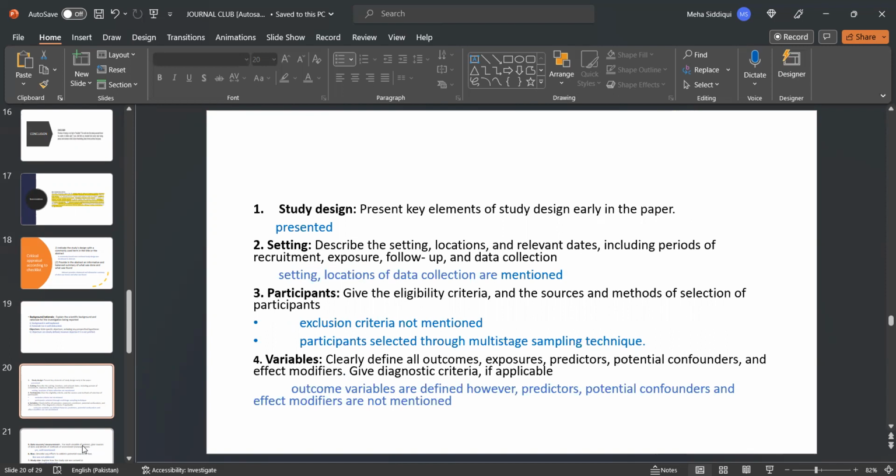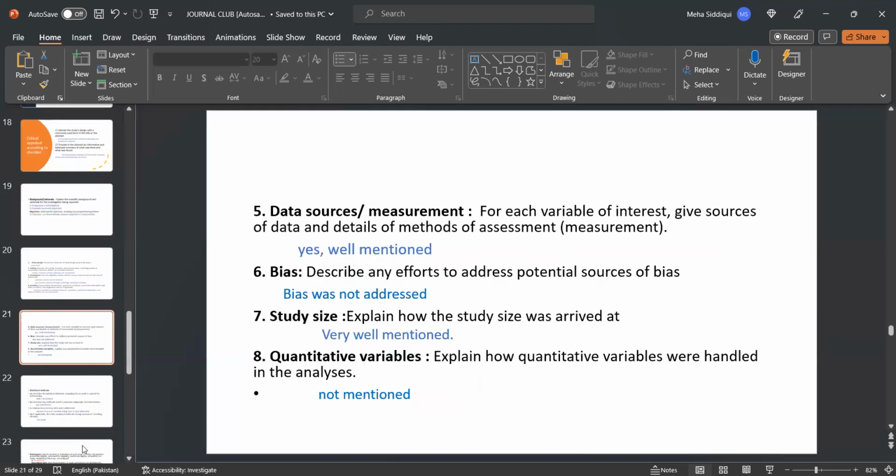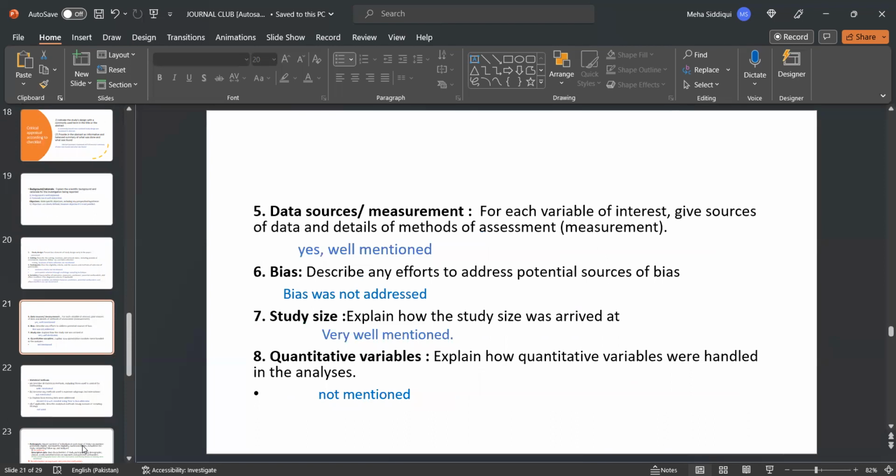Setting: locations of data collection are mentioned. Participants: give the eligibility criteria and the sources and methods of selection of participants. Unfortunately, exclusion criteria is not mentioned. However, participants were selected through a multi-stage sampling technique. Outcome variables are defined, but predictors, potential confounders, and effect modifiers are not mentioned. For each variable of interest, give sources of data and details of methods of assessment or measurement. Yes, very well mentioned, as the socioeconomic factors were determined through a face-to-face questionnaire interview, and the measurements were taken through standardized methods.